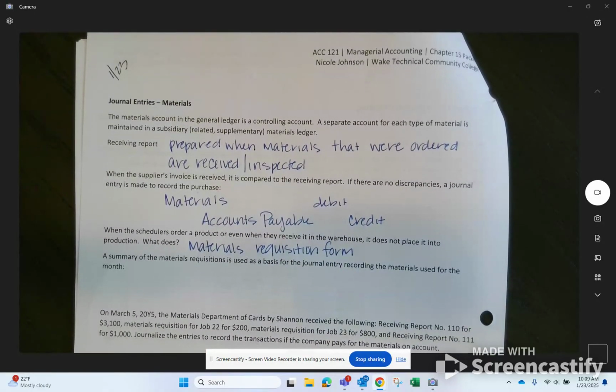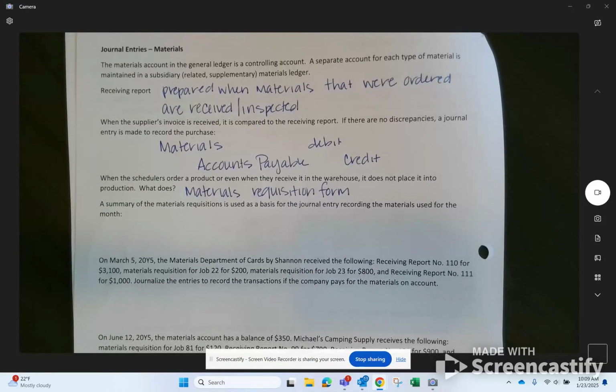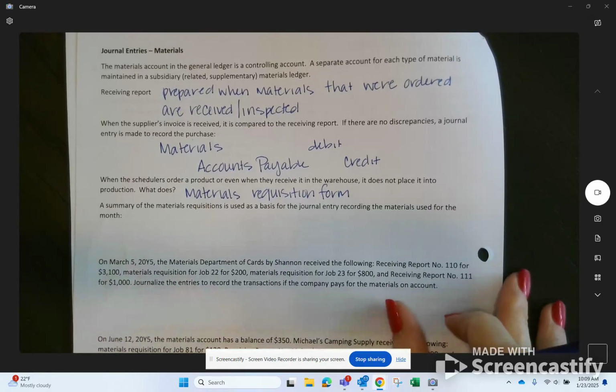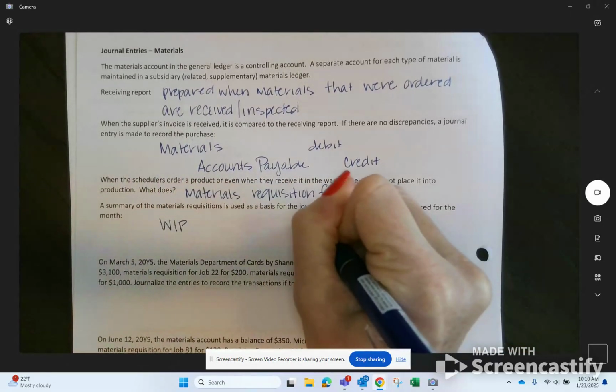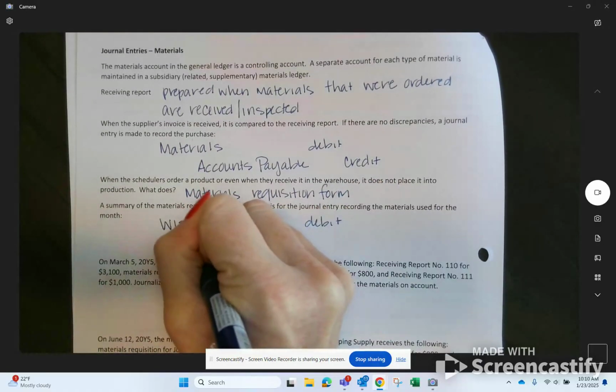So the summary of materials requisitions is going to be used as the basis for the journal entry recording the materials used for the month. So when materials start being used, we are going to take the amount of materials and place them into work in process. Remember, work in process is an inventory account. It is there for items that have started in the production process, but they're not complete. So when we have some materials going into that, we're going to debit work in process and credit materials.